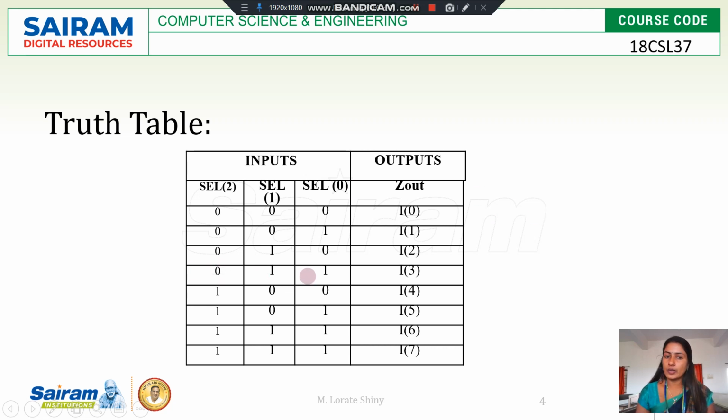Then we'll take 0, 1, 1. If selection inputs are 0, 1, 1, I3 will be selected for the output. If I3 is 0, 0 is the multiplexer output. If I3 is 1, 1 is the multiplexer output. Okay, now we are going to write VHDL code for the same.